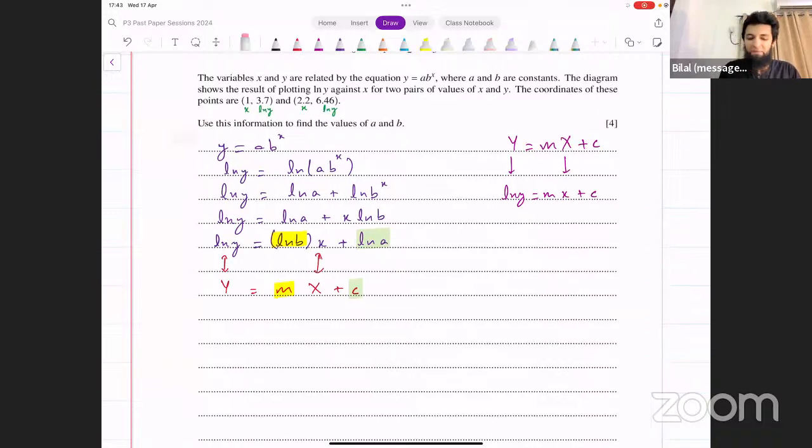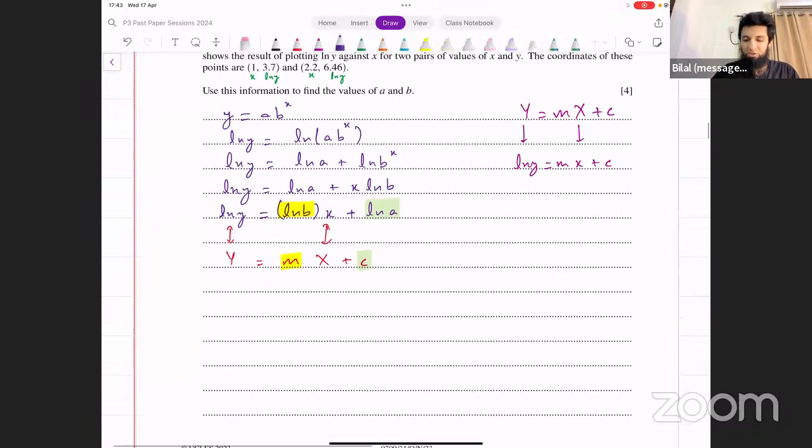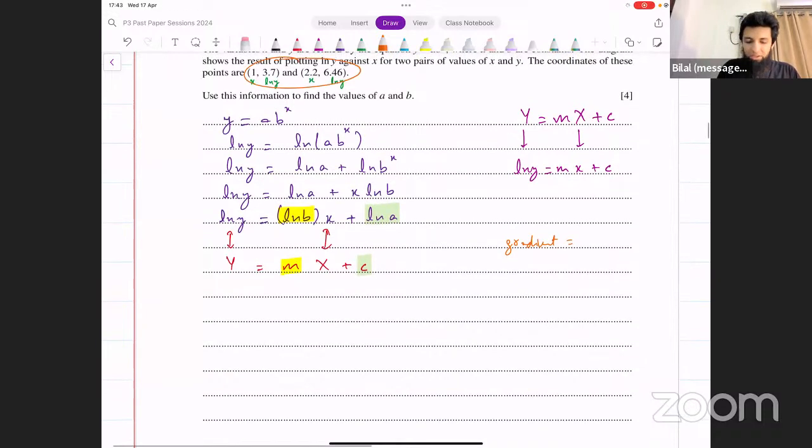Now let's try doing this. We have 2 points given, 1, 3.7, and 2.2, 6.46. Let's use those 2 points to find the gradient and see what that turns out to be. Gradient using these 2 points is going to be 6.46 minus 3.7 divided by 2.2 minus 1. What do we get from this? Anyone?